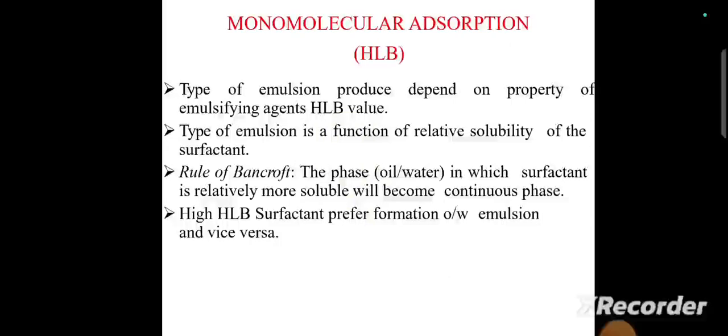HLB value. The type of emulsion produced depends on the property of the emulsifying agent. Type of emulsion is a function of the relative solubility of the surfactants. Second, the rule of Bancroft. What is the Bancroft rule? The phase, oil or water, in which the surfactant is relatively more soluble will become the continuous phase. But a high HLB surfactant favors the formation of oil in water emulsion and vice versa.